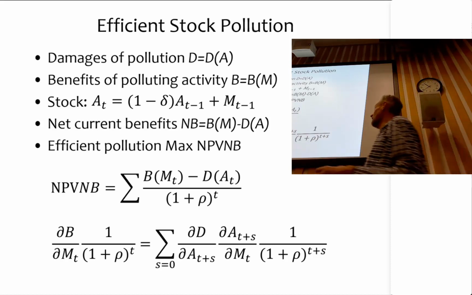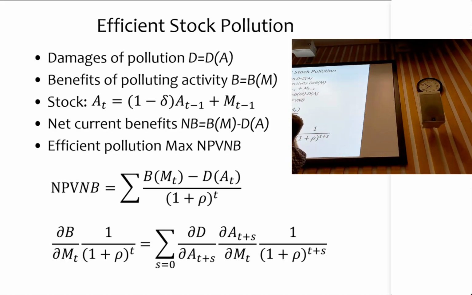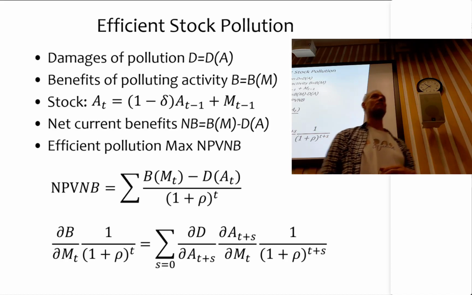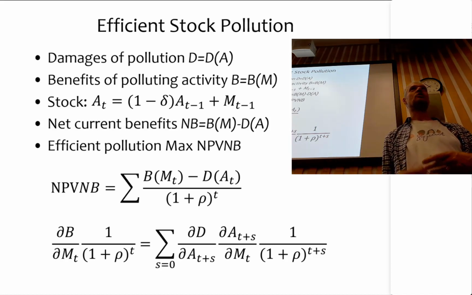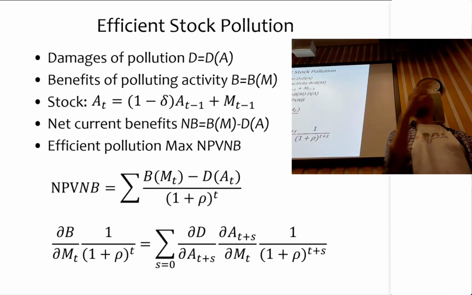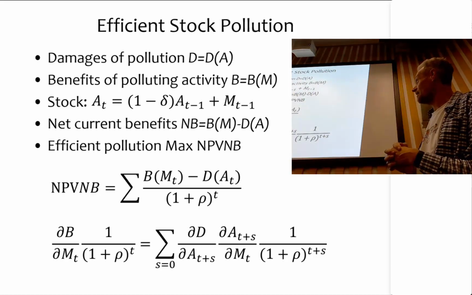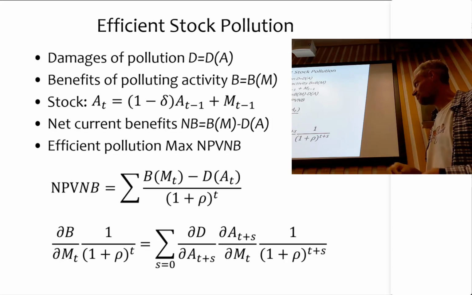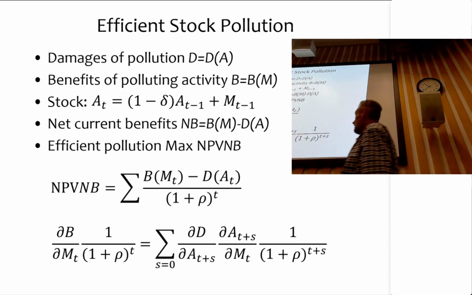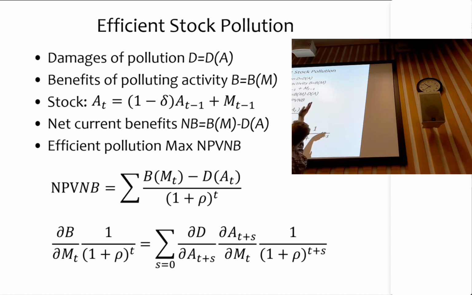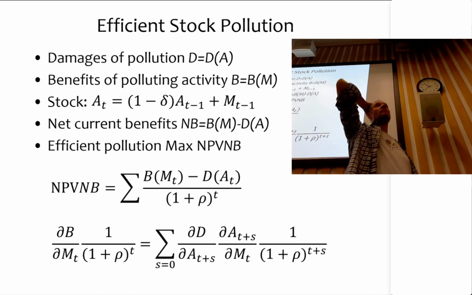So that is what the stock of pollutants would do. But then, of course, every year we add more to the problem, right? So part of the stock disappears over time, but we also keep adding more because that is what we like. The current benefits are still the benefits minus the damages, so nothing has changed there. But now, because it's a stock pollutant, we have a dynamic problem.